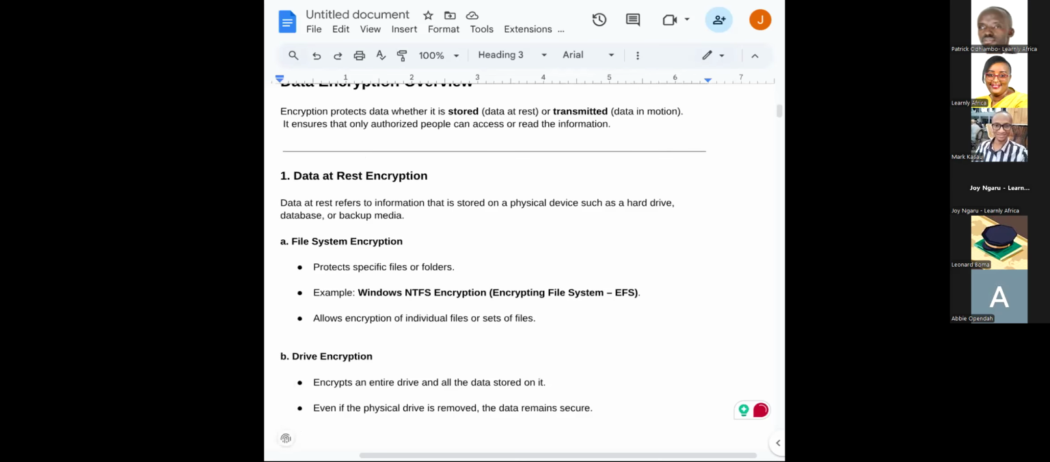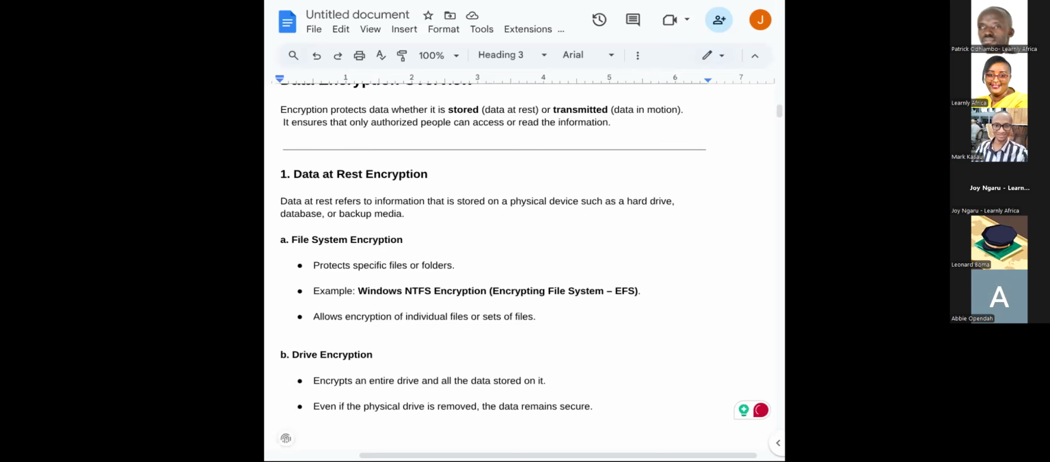So data at rest: you encrypt your data when it is stored either on a physical device or even on S3, on a database, on a backup media. And if you're storing your data in files or folders, you can use something called NTFS. Like Windows has NTFS, and it encrypts files.